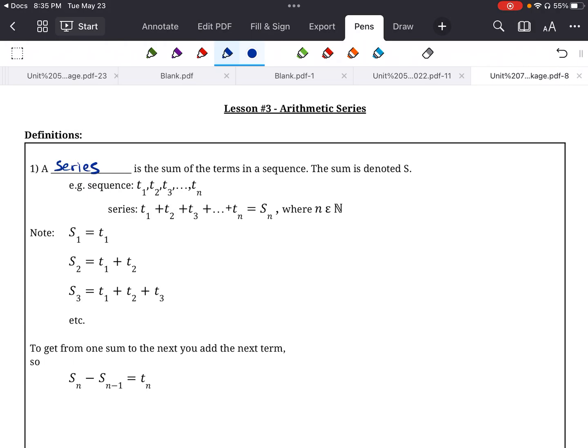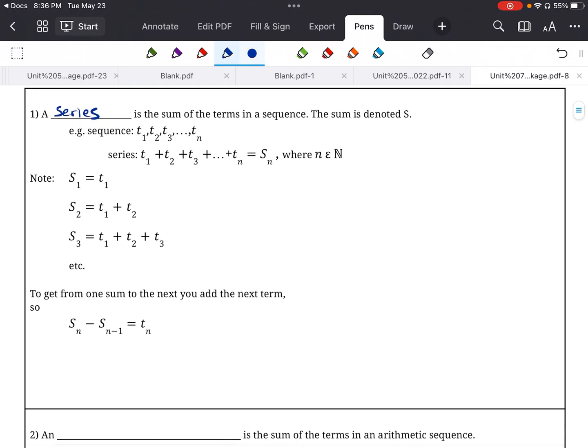For example, the sequence is term 1, term 2, term 3, all the way to term n, so any number to end it. The series is term 1 plus term 2 plus term 3 plus term 4 and all the way until we end at term n, whatever number you decide. And that is the sum of that number, where n equals the number of terms.